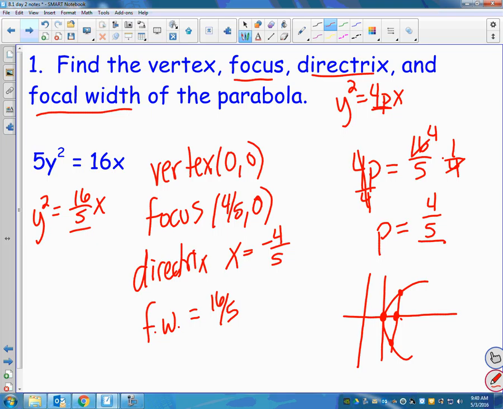Questions, where I got all that? Because whatever p is, you go the opposite way p units. That's just our formula. So this should be negative p, this should be positive p. So whatever p is, we're just going back that much from the vertex.